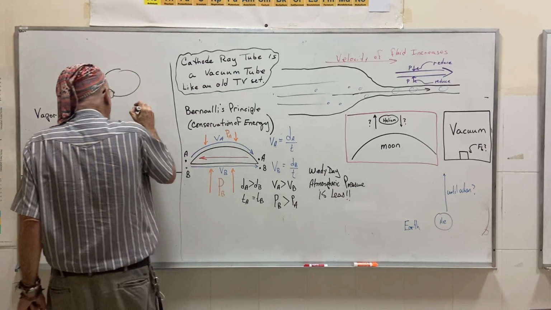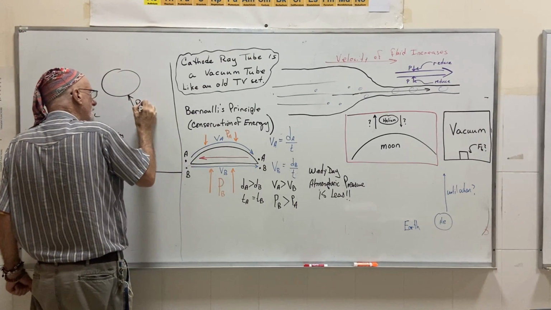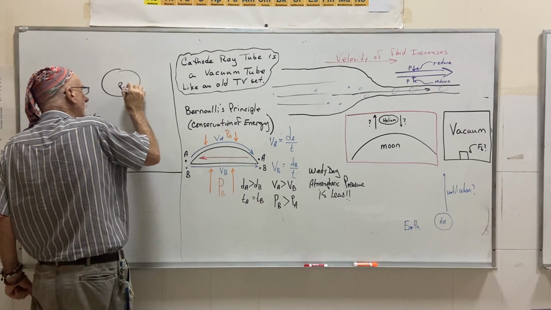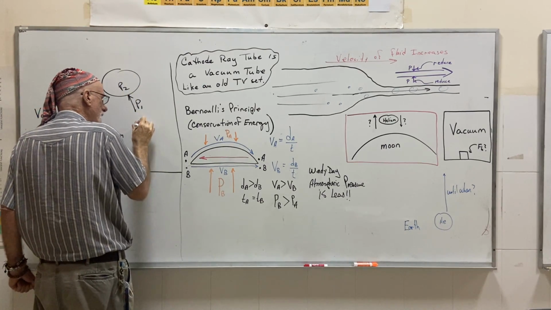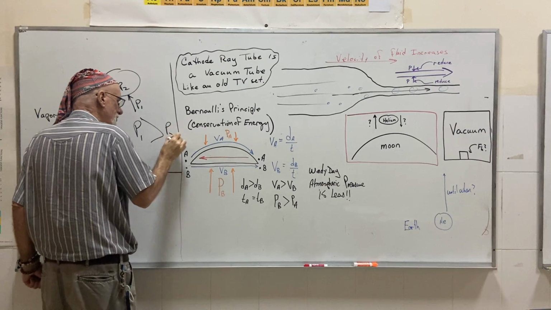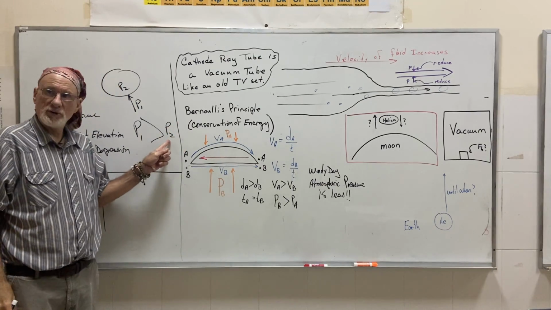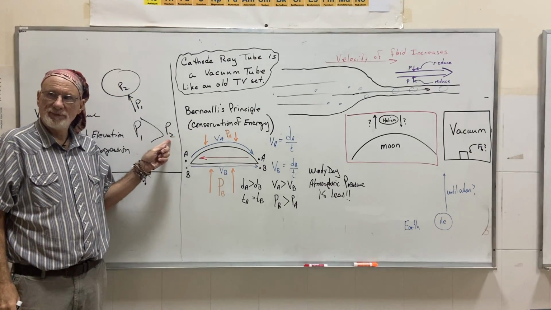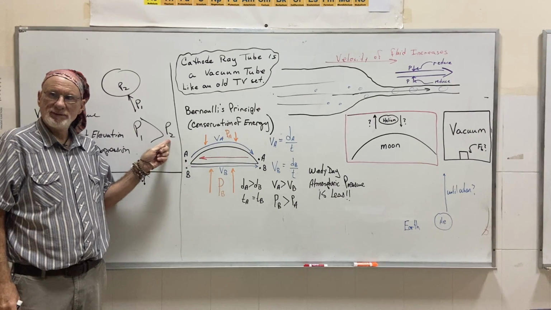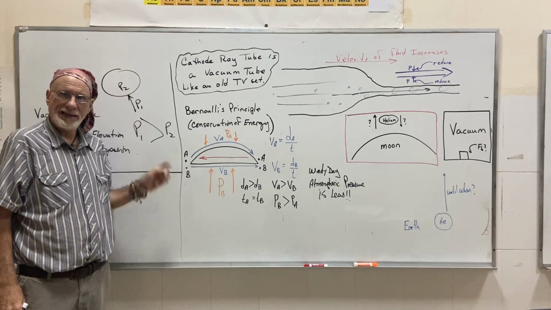The pressure is higher here. Pressure 1 is much greater than pressure 2. This is almost nothing because it's a vacuum. So it will implode.